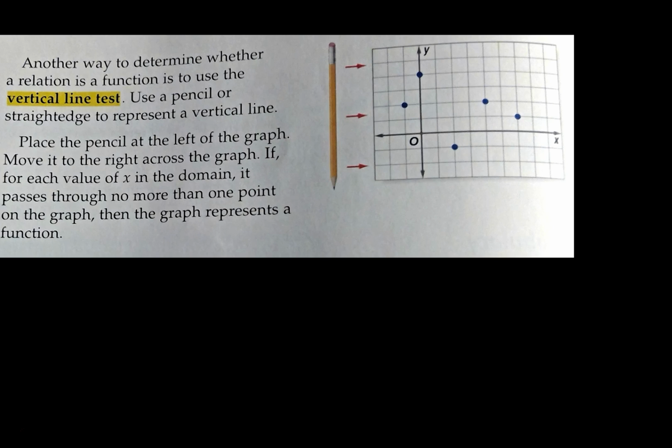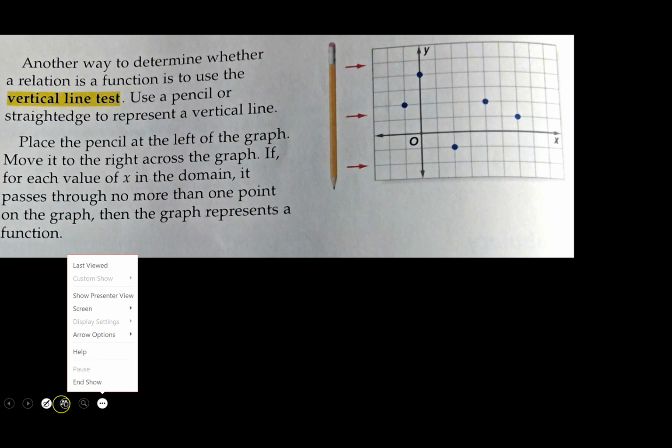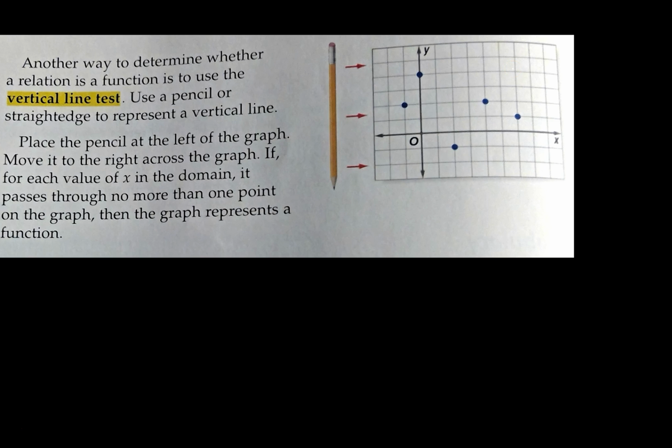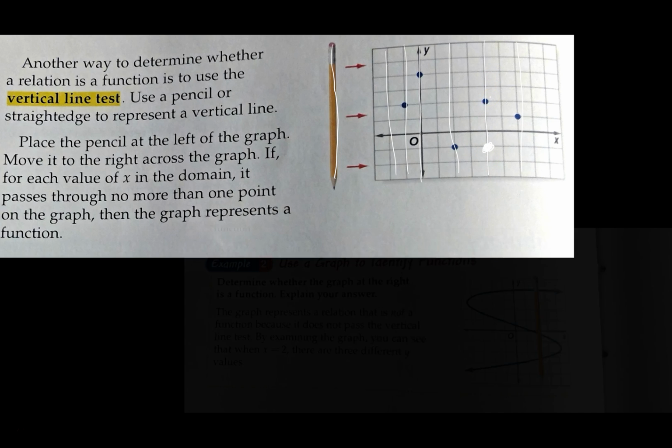Okay, so the vertical line test is another way you can determine whether a relation is a function. It does not give me that option here, well, that's a bummer. If I take this pencil and keep sliding it across the monitor, each time it only goes through one dot. If I place the pencil on the left and move it across, and each x value passes through no more than one point, then it represents a function. If there were another blue dot here, then that would not have one value for each x value. That would not be a function.